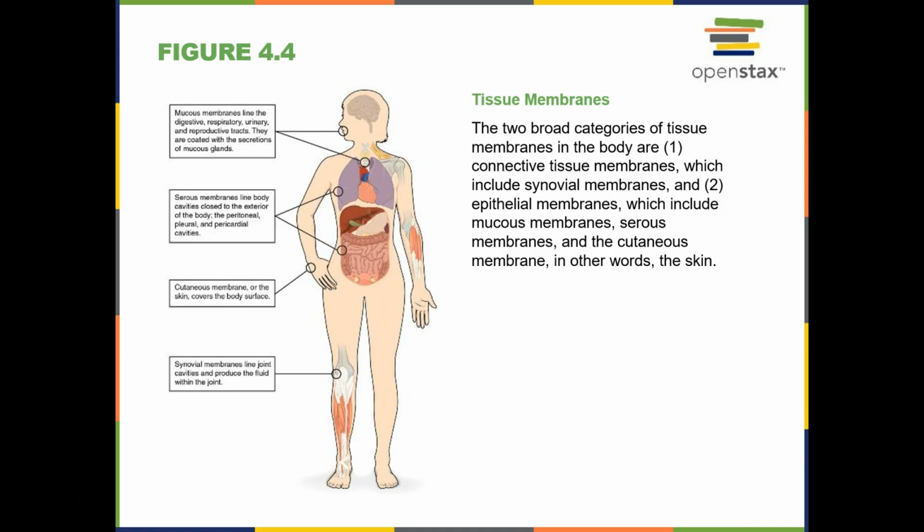We have a serous membrane, which we've talked about, that surrounds the organs in our thoracic and abdominopelvic cavities, prevents friction as organs move past each other.